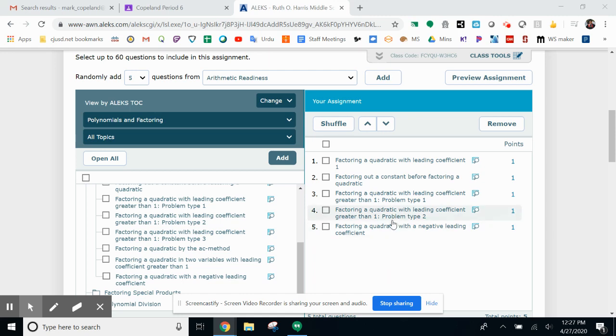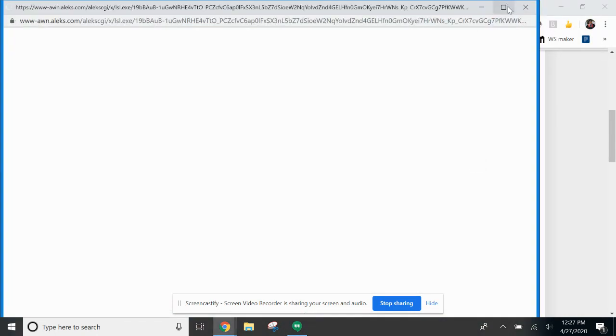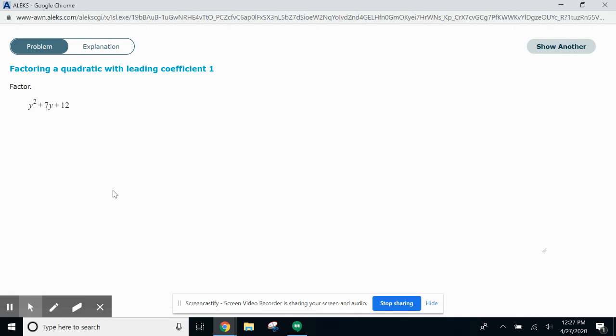Hello, everybody. Today we're going to talk about factoring, specifically factoring quadratics. There's a couple differences with the different types of quadratics and where the numbers are, so we're going to look at a few of those. We have this problem here, y squared plus 7y plus 12.